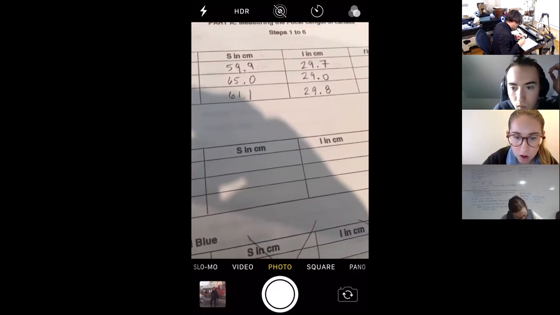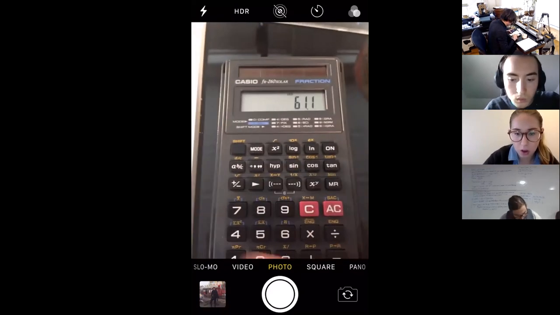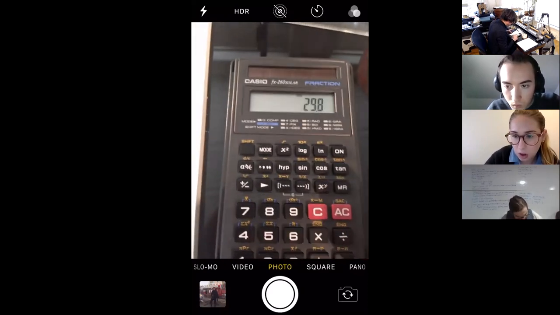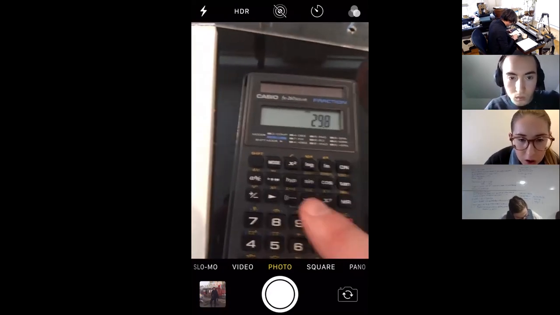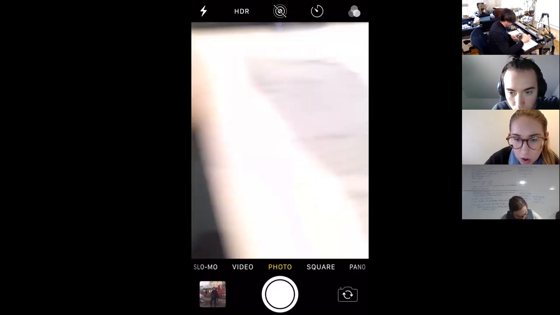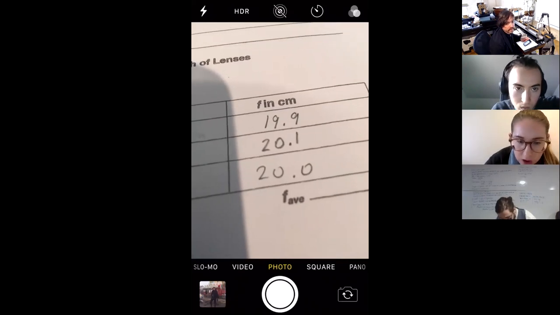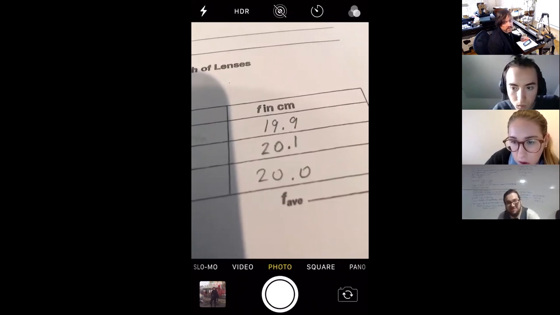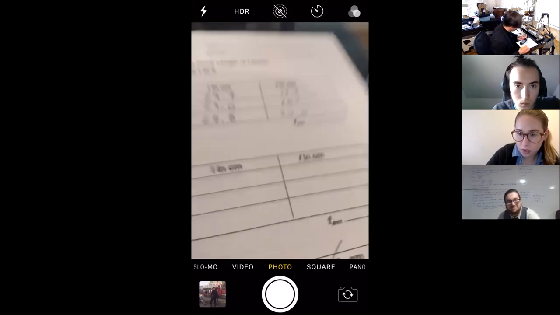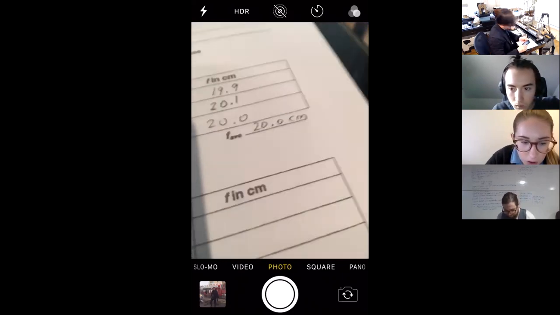Okay. Let's apply the lens maker's formula now to get the focal length. 61.1 times 29.8 divided by 61.1 plus 29.8. Close and equals 20.0. Now, class, can you tell me what the average of these three numbers is going to be? Because I certainly can. It's going to be 20.0, because 20.0 is in the middle of 19.9 and 20.1. So our focal length here is 20.0 centimeters.